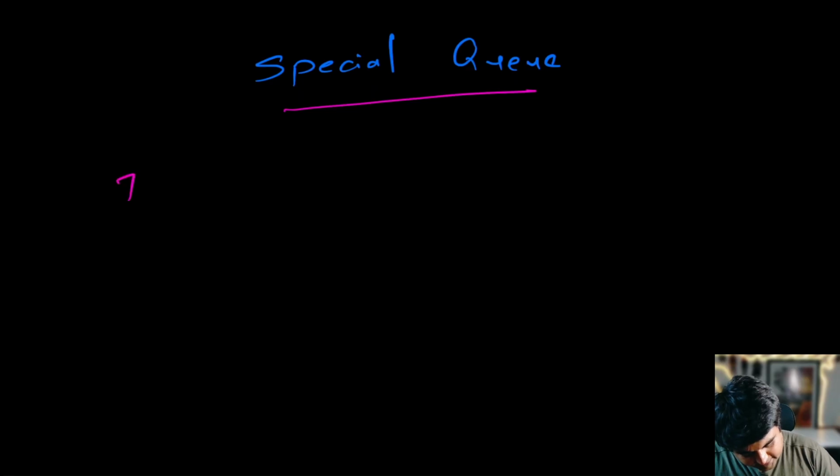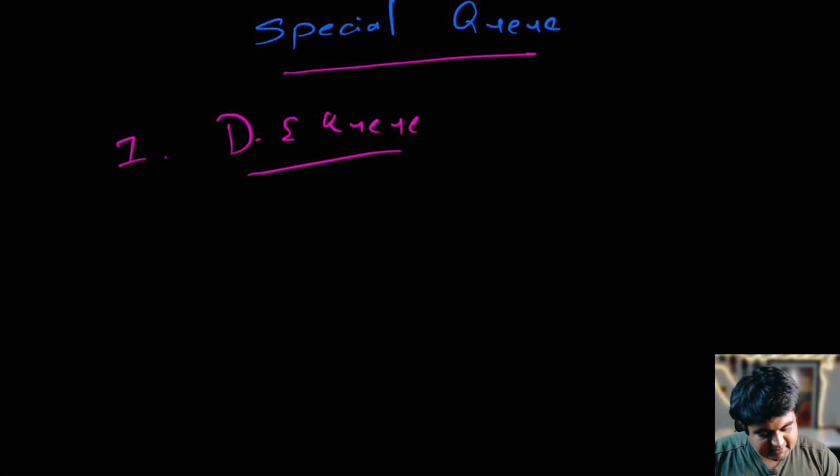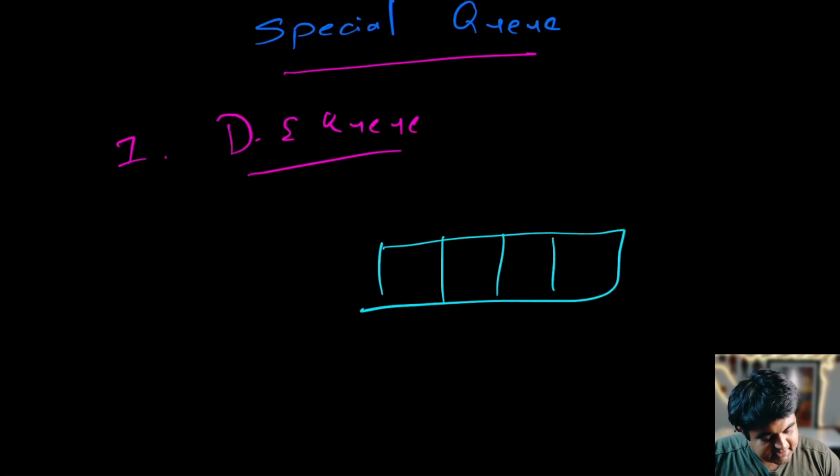Now let's talk about a couple of special queues. The first one that comes to mind is called a double-ended queue. In simple terms, we also write it as DQ, but don't get it confused with the DQ operation that we do. Okay, so let's understand the concept. Double-ended queue means, as the name suggests, we do both the operations, insert and also removal, at both ends of the queue.